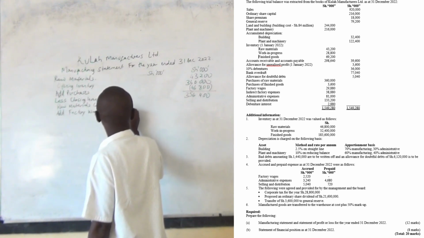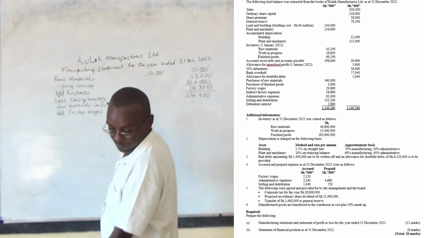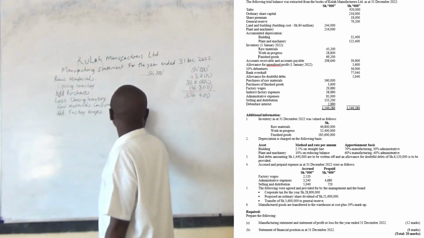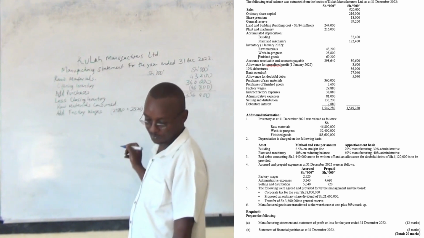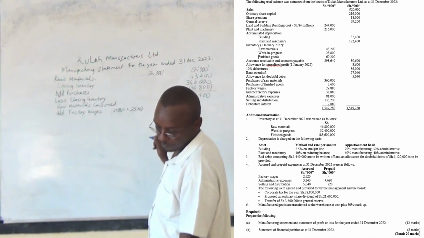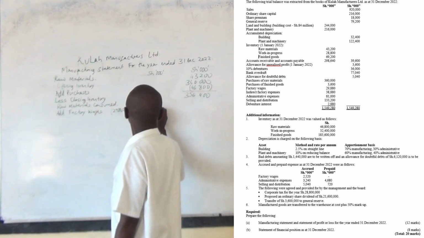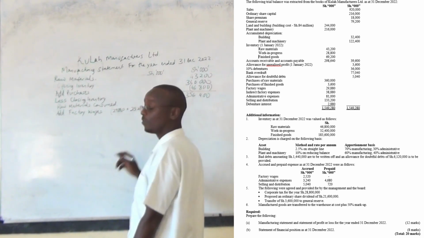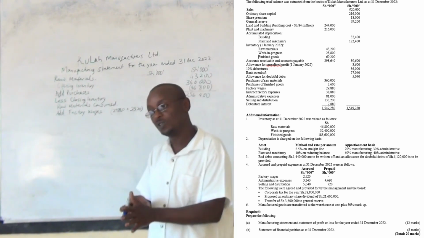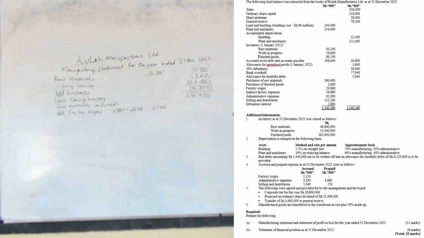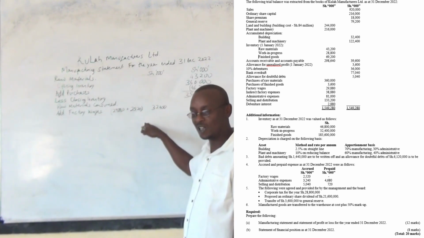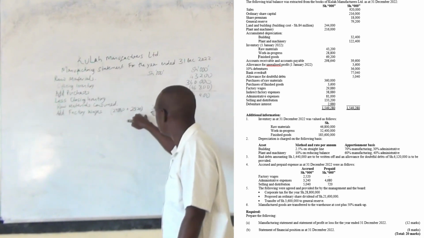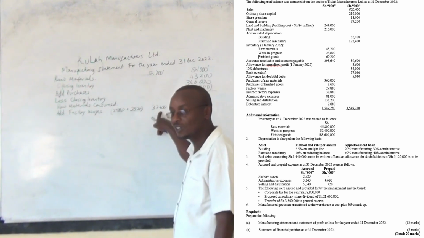So 29,880 plus accrued 2520. You get what? There's 32,400. So at this level, we already know that you know how to do adjustments. So when you do them like this, it is allowed. So you understand what you're doing here? Yeah. But you have to show how you arrived at this figure.